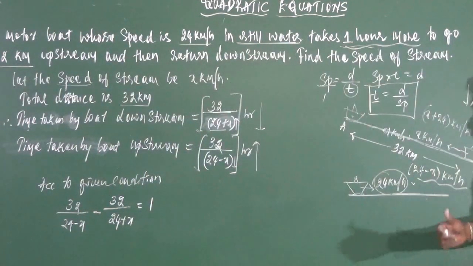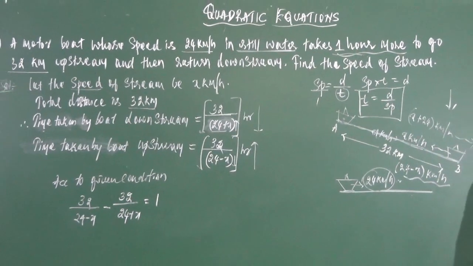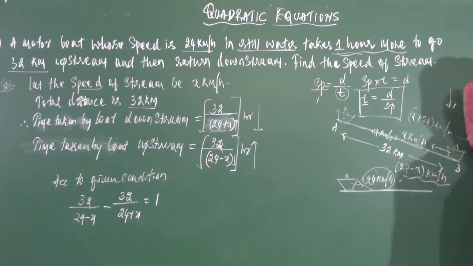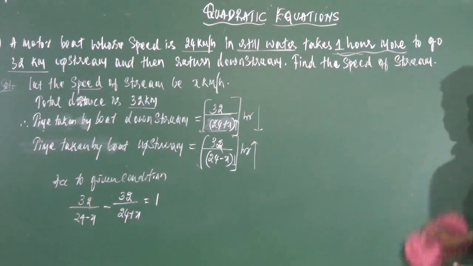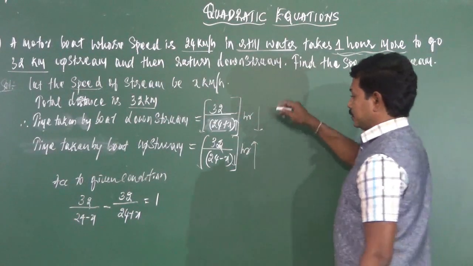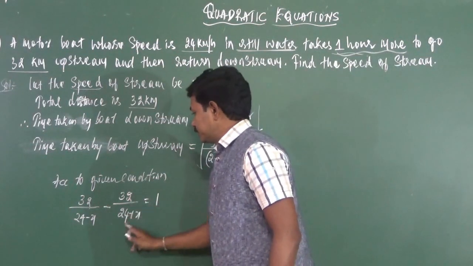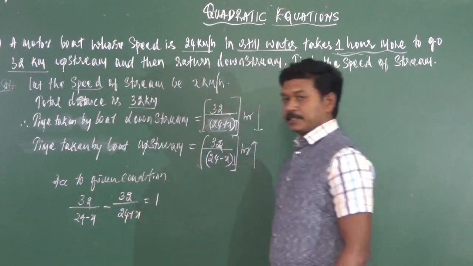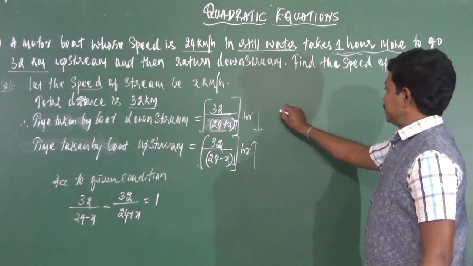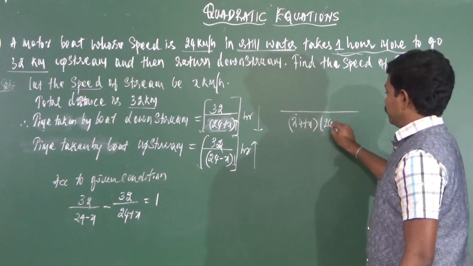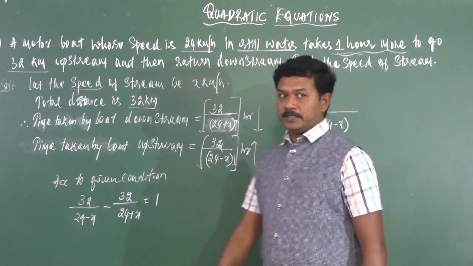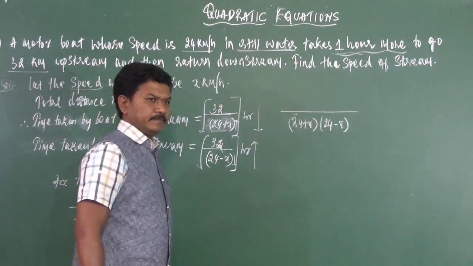If you want this, please note it down because it is required while you are studying at home. You can pause the video and look into that. So let us get into this. There are two fractions here, 24 minus x and 24 plus x. Let us take the LCM for both of them. So the LCM is 24 plus x into 24 minus x. Any doubts in taking the LCM?